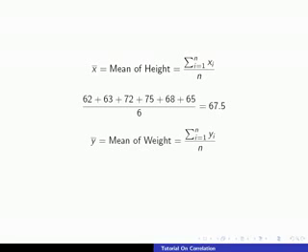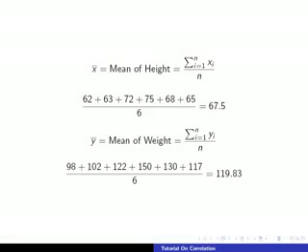Next we need to find the mean of our weight values. So again we have our formula which reads as the sum from i equals 1 to n of yi divided by n. So here we have our collected weight values added together and divided by 6 to give us a mean weight value of 119.83 pounds.